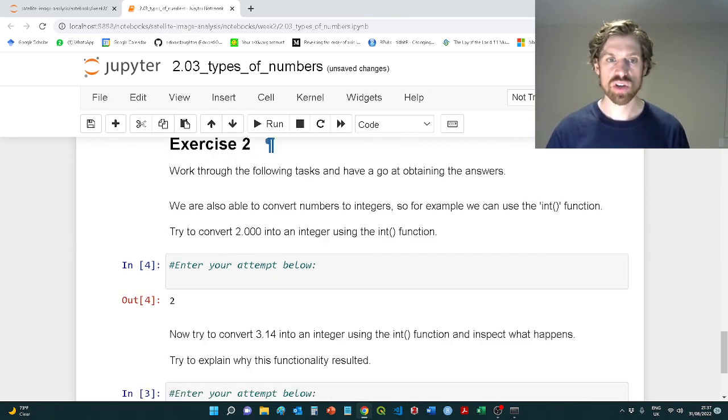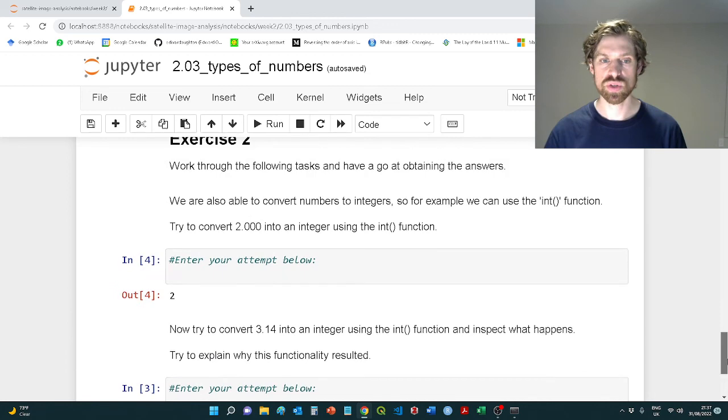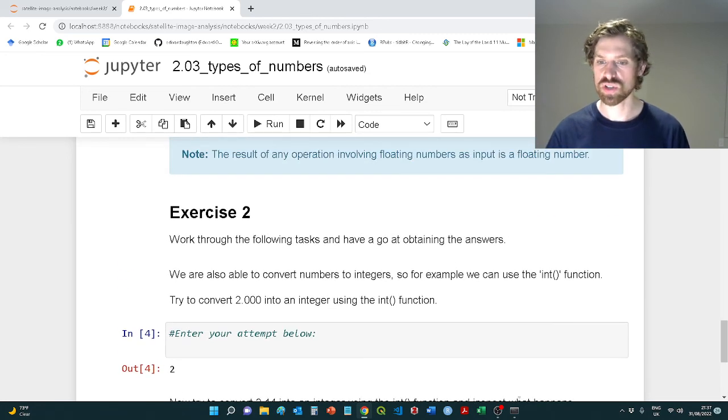So you can now have a good go at those exercises, examples that I've provided down here, and hopefully that will give you an opportunity to use some of those functions which I've just produced.